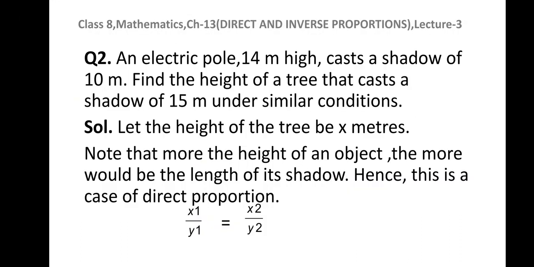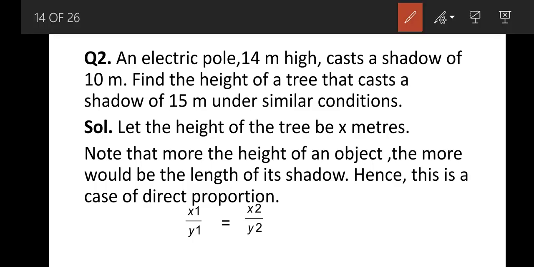Next question is, an electric pole 14 meter high casts a shadow of 10 meter. Find the height of a tree that casts a shadow of 15 meter under similar conditions. So let us see whether it is a question of direct proportion or inverse proportion.